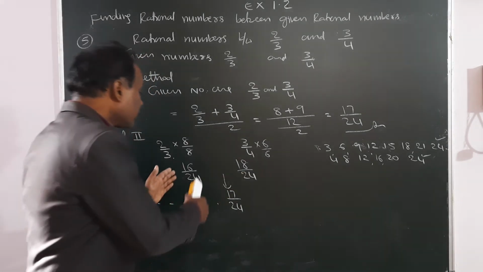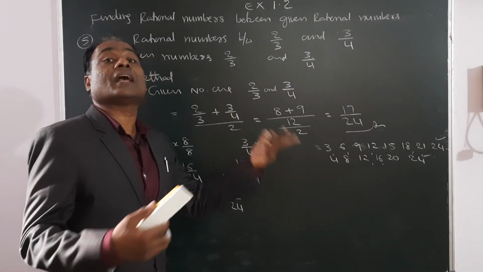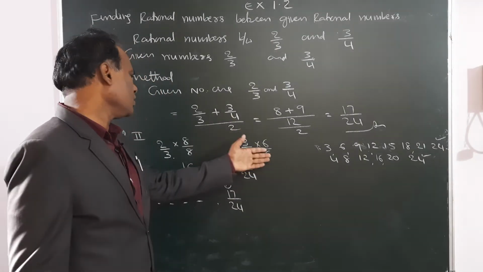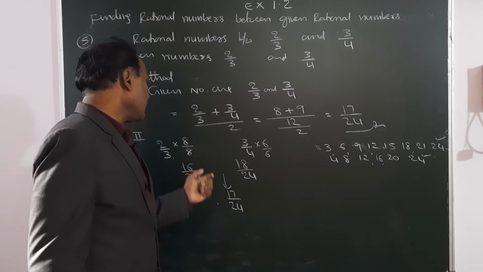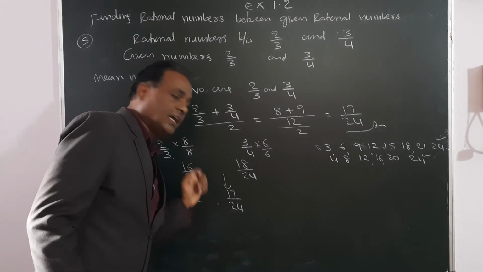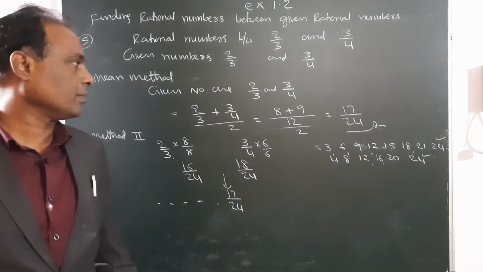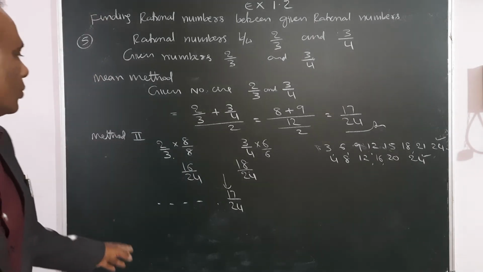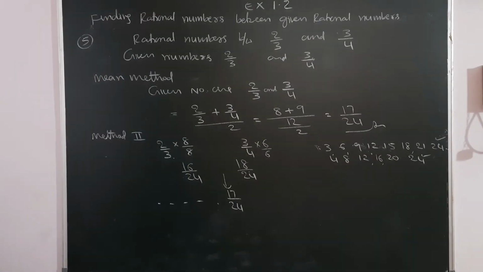Suppose you are asked to write some more numbers, then multiply with some bigger number, a very big number, and make the denominator the same, so that you can tell any number of numbers between the given numbers. This is the second method. Both the methods I explained, so understand this concept.